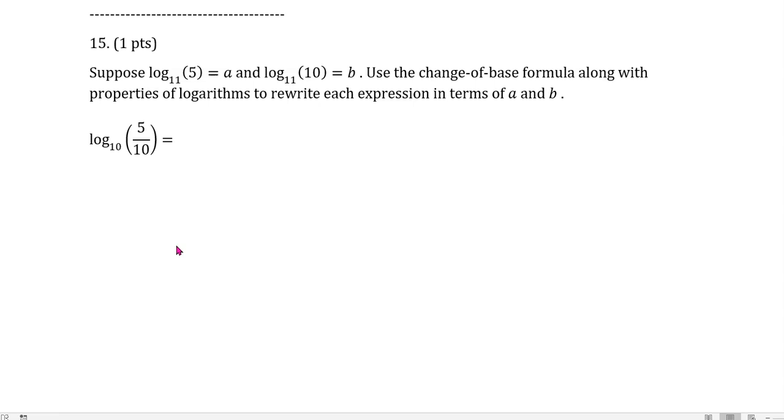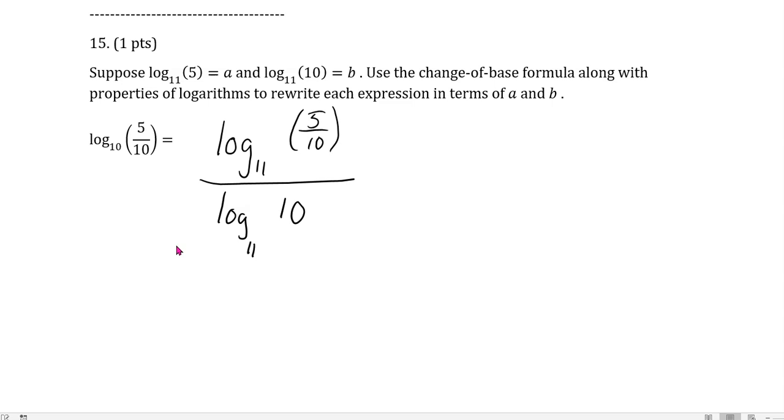Or we could simply convert it now into log base 11. If we convert to log base 11, we will have log base 11 of the original answer part, which is 5 divided by 10, all divided by the log base 11 of the original base, and the original base was 10. Looking up here at our expressions, I have that the log base 11 of 10 is equal to B. That means that I can replace the denominator again with B.